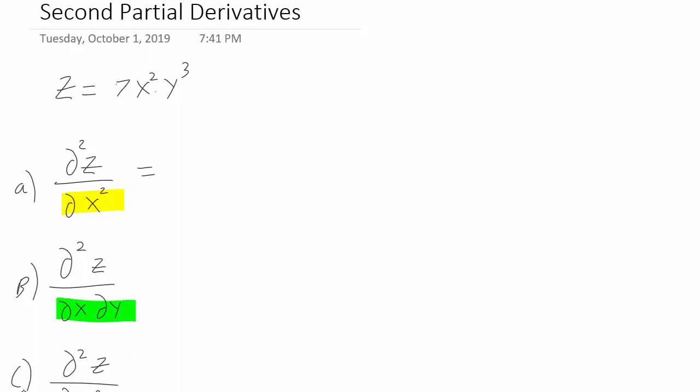So let's do these. The first one, we're going to find our derivative with respect to x. What would that look like? Well, remember, if x is our variable, then everything else is a constant. So I'm just thinking of this as 7 times the derivative. The 2 is going to come out to the front, making it 14x to the first y cubed. That would be our dz dx. Our first derivative would be 14x y cubed.